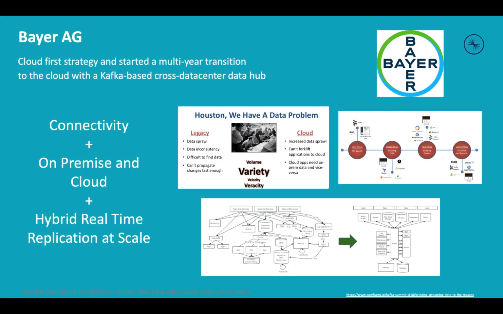Here is a real-world example of such a hybrid integration between on-premise with legacy systems and cloud or even multi-cloud for different applications. So this is a deployment at Monsanto, which is part of Bayer AG. And they started a cloud-first strategy a few years ago. And of course, this is a multi-year transition to the cloud. And this shows exactly all these challenges and use cases I showed before.